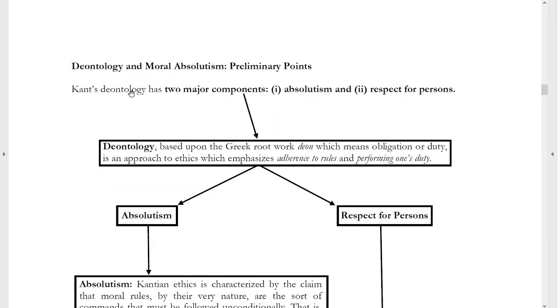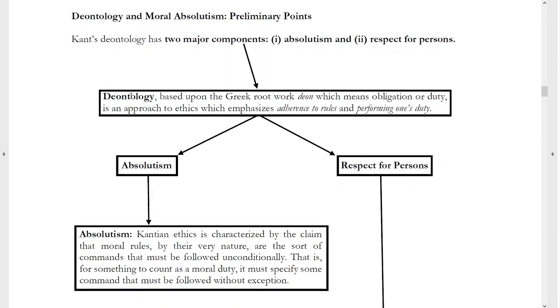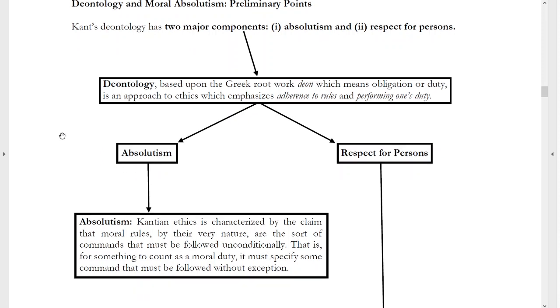Now, when we look specifically at the deontological theory of Immanuel Kant, there are really two elements that we need to explain. The first one, and I've used this term a couple of times, is this idea of moral absolutism. Kant's ethics is characterized by this idea that certain moral rules, by their very essential nature, are the sorts of commands or obligations that have to be followed unconditionally. There are certain rules that he thought, don't murder, don't lie, for instance. That's one we'll be getting to later, which is a more controversial claim, but Kant thought it was never morally acceptable to lie, no matter the consequences.